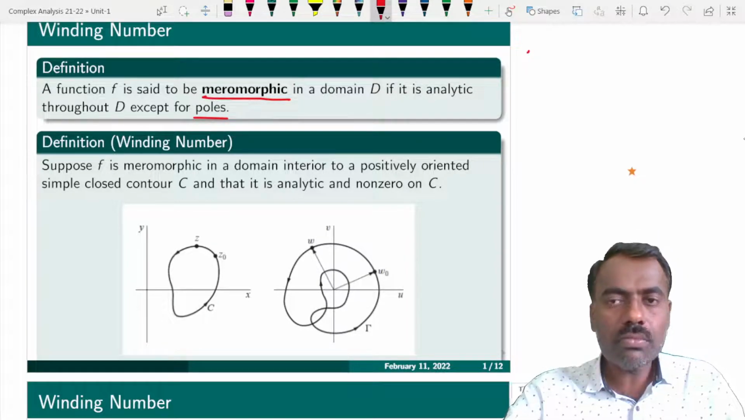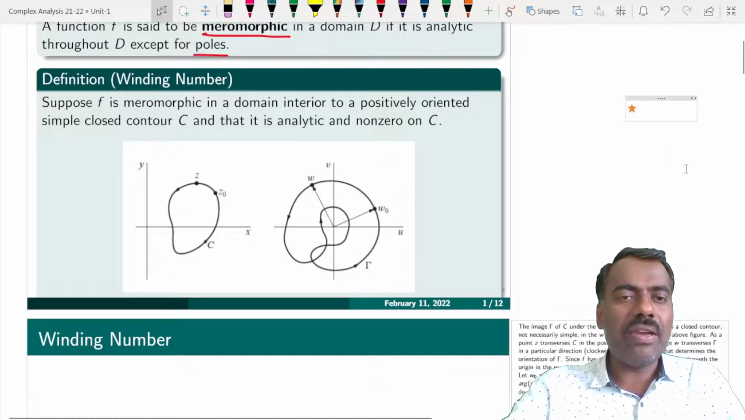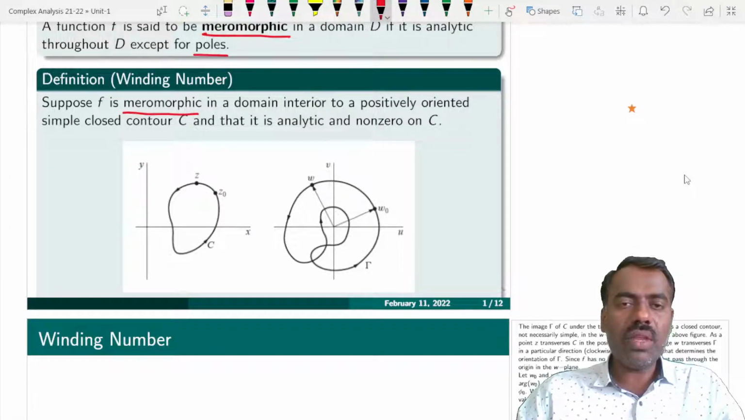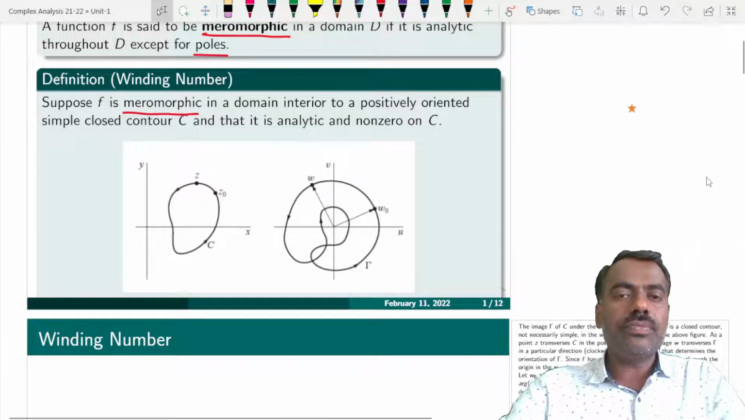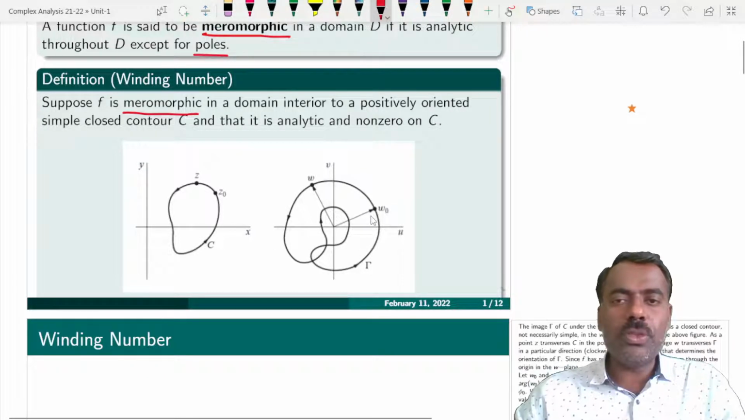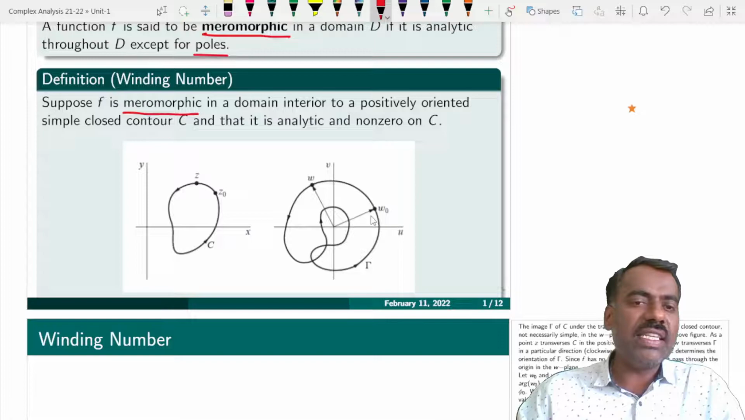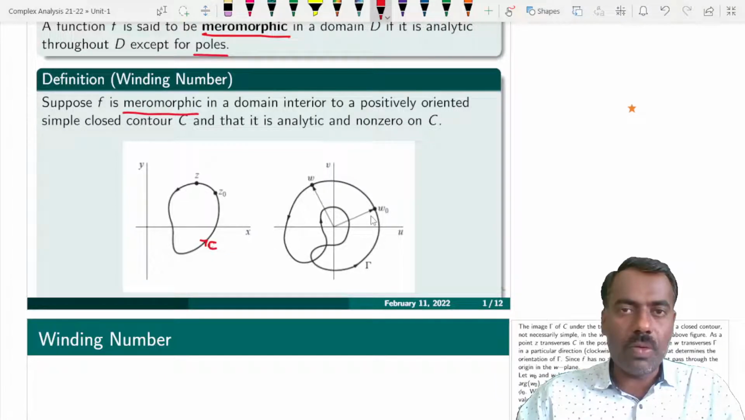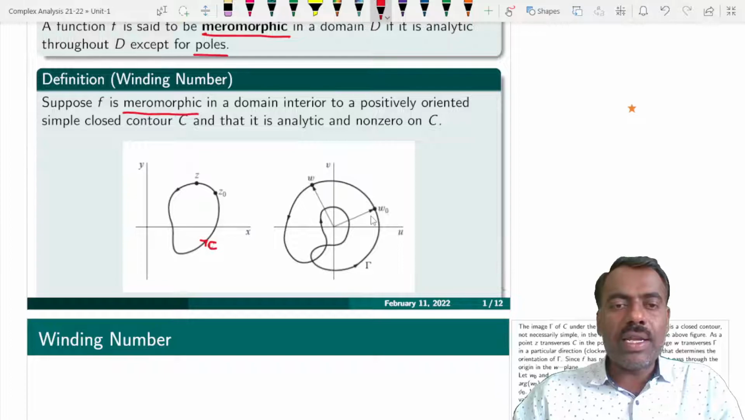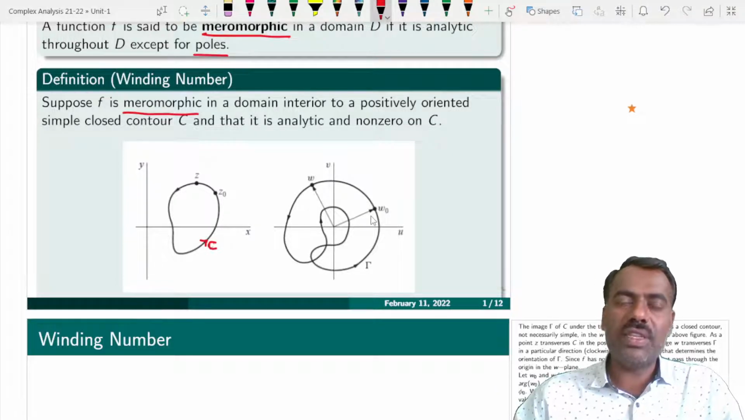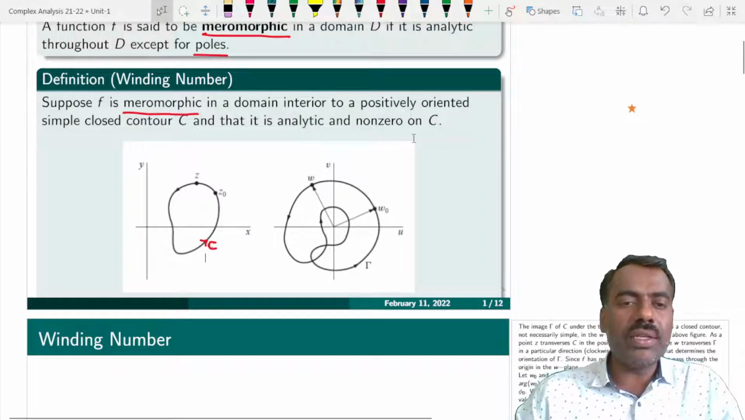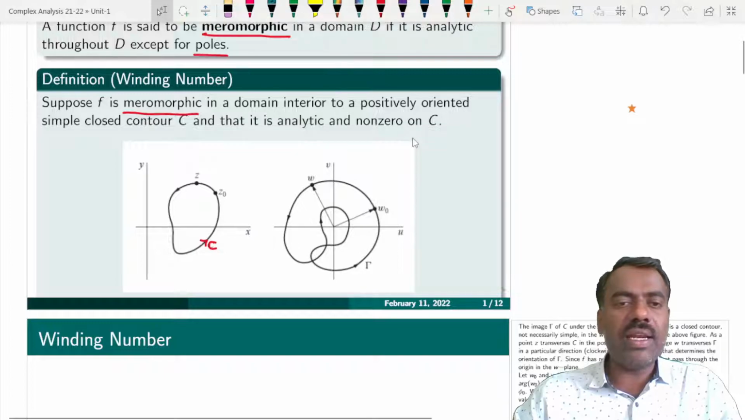Now, to understand what is meant by a winding number, consider the meromorphic function f in a domain, interior to a positively oriented simple closed contour C. Inside this C, f is meromorphic, that means wherever it is not analytic, those points are poles for that function. And on C it is analytic and non-zero.